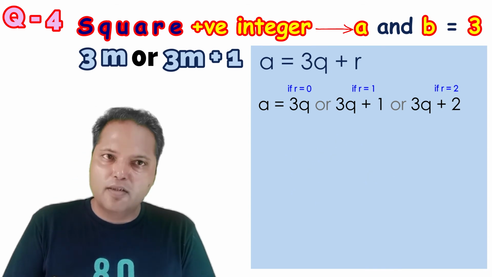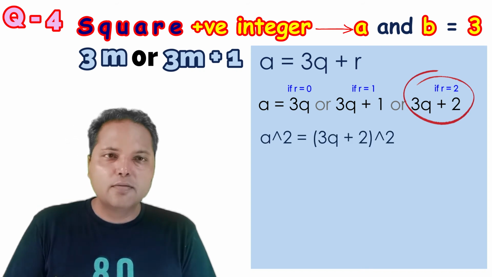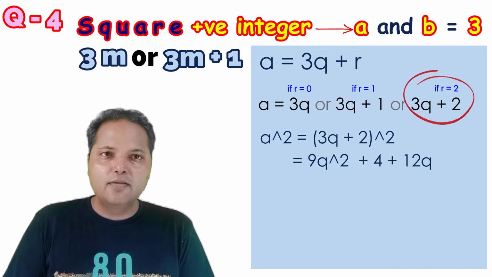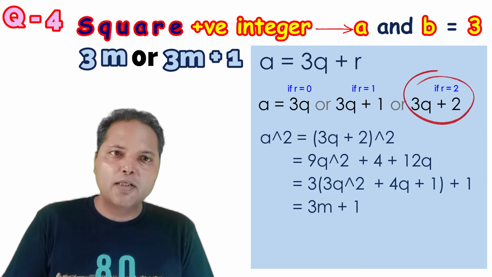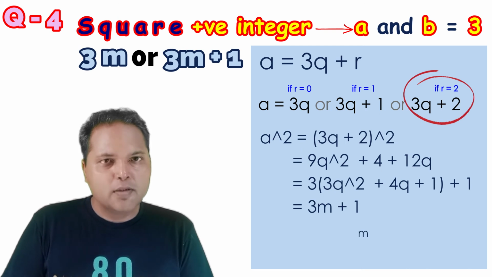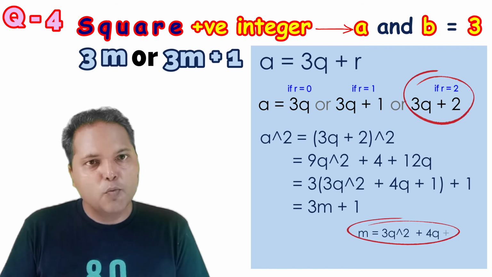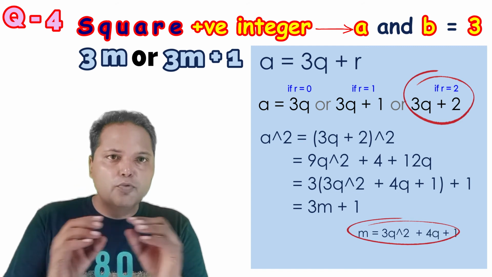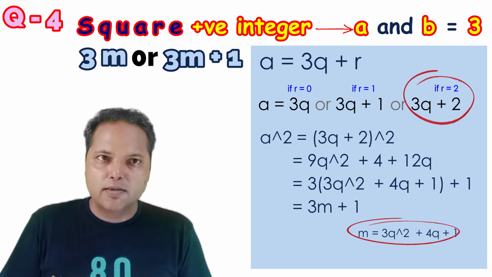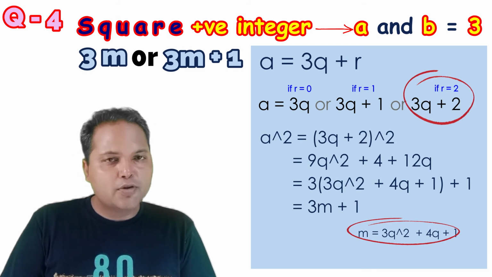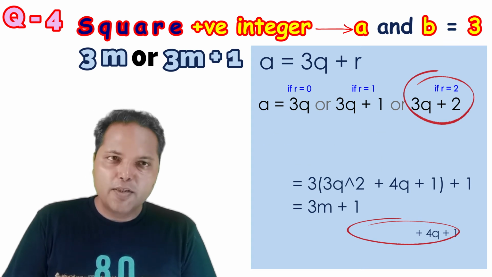And now we'll take the third case. The third case is 3q plus 2 whole square, and we can rewrite it in this form, and we can finally write 3m plus 1, where m is equal to this particular expression, and m again will be an integer because ये जो पूरा expression है इसके अंदर q और जितने भी numbers हैं वो सब integers हैं, right? So this is how we have proven it. Now let's move on to question number 5.